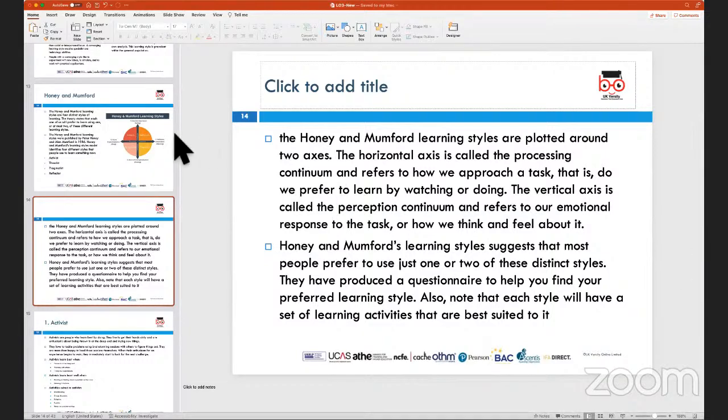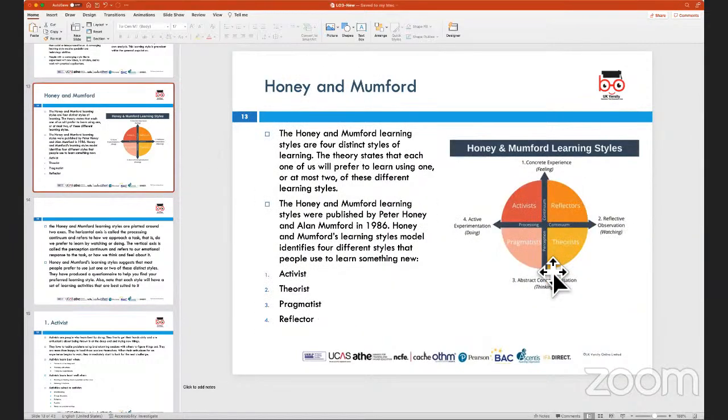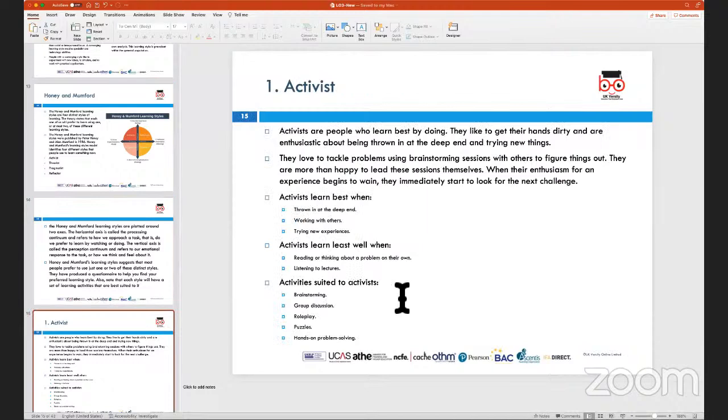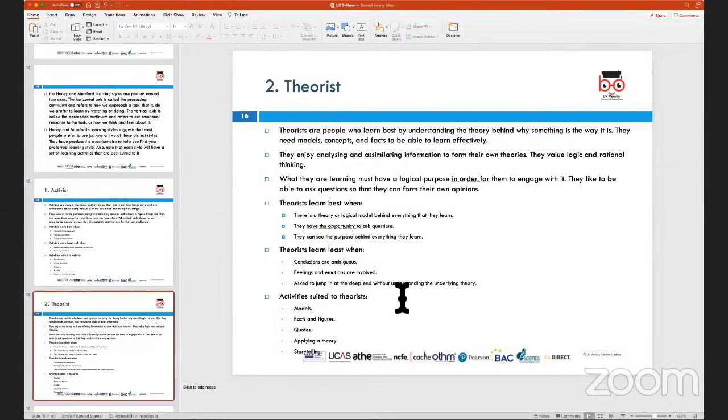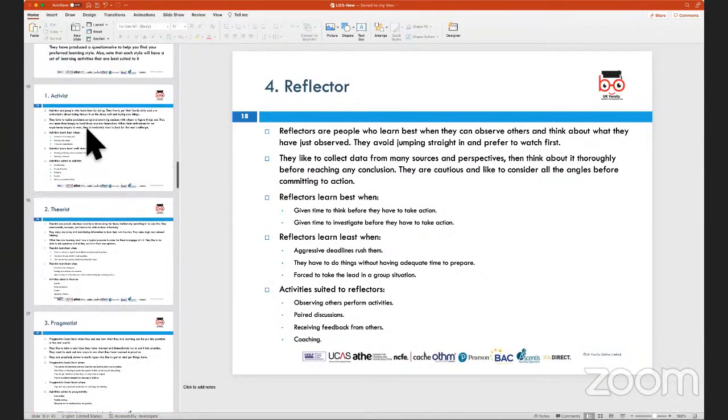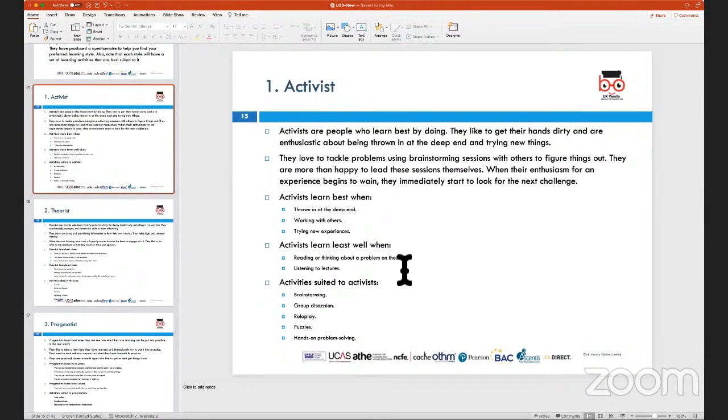So they basically developed this across the horizontal and vertical axis, and again used the same concepts of perception versus processing, but came up with these four categories, which are then defined individually to understand why a person is an activist, why a person is a pragmatist, why a person is a theorist, and why a person is a reflector. So here, these four slides basically list out details of how we identify an activist.